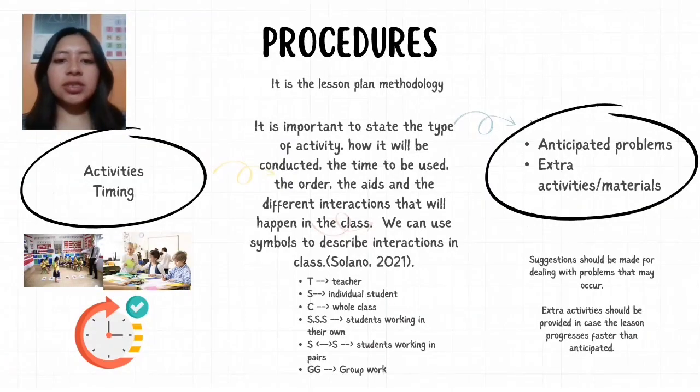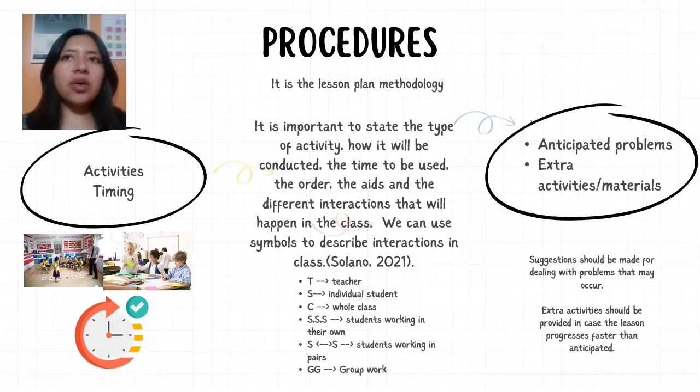Then we have procedures, that is the lesson planning methodology, in other words, that is focused on activities and timing. So here we are going to describe how the lesson is going to be executed. First, we need to set what type of activities we are going to use. Then we are going to establish the sequence that we are going to use during the lesson. For example, first we are going to do a warm up, then the introduction, then the presentation, then individual activities, and then the evaluation.